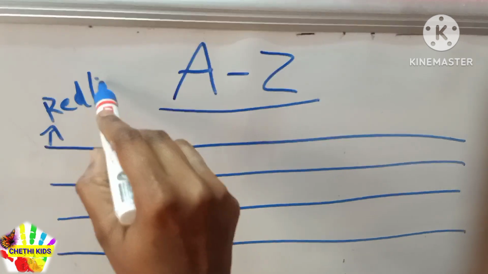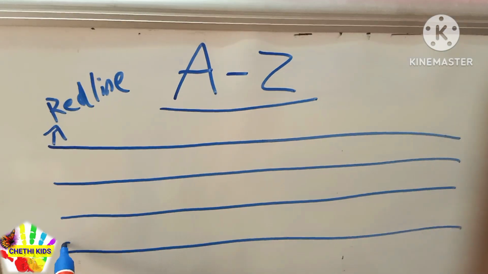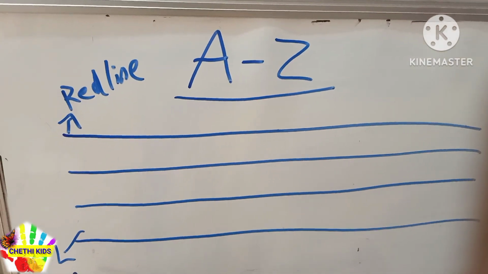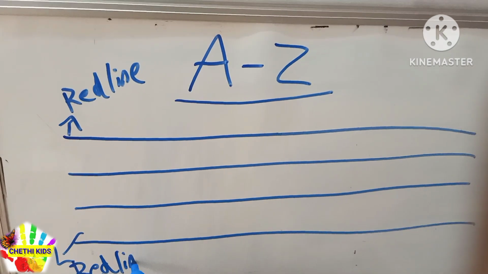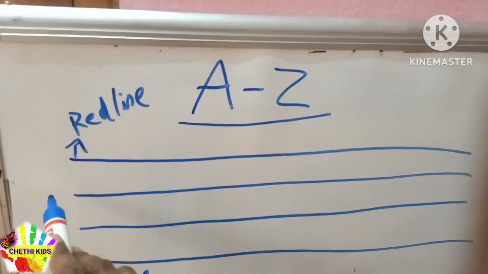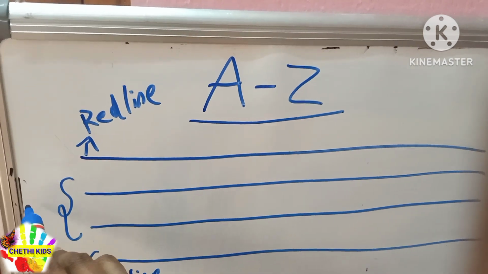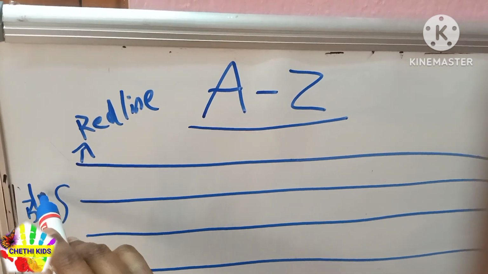The red line is the starting line. This is the red line, which is called the separation line. And the middle of the 2 lines are the blue lines.